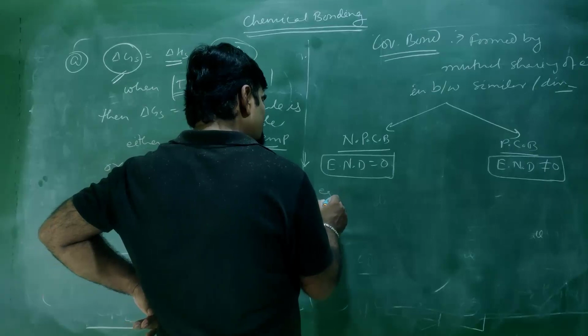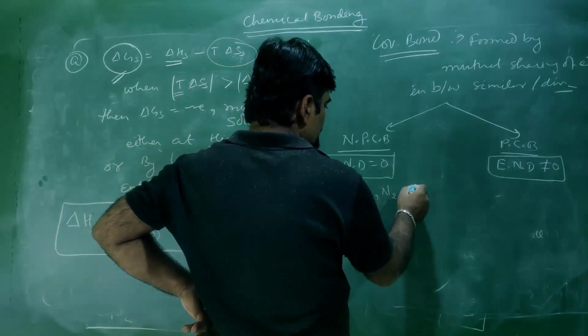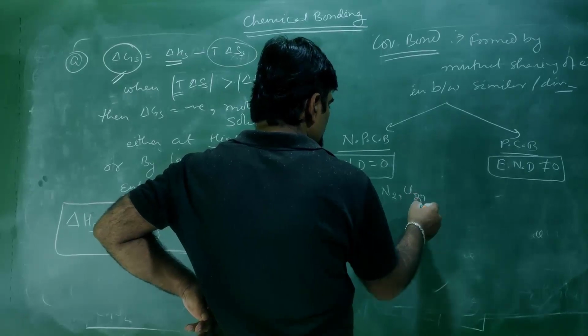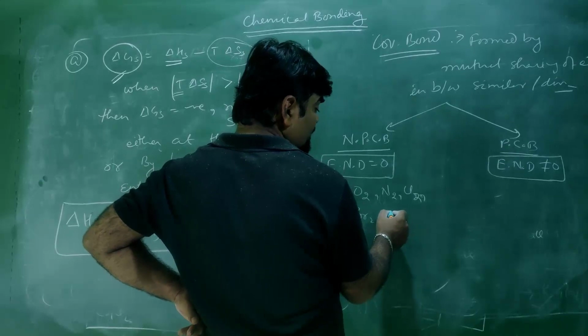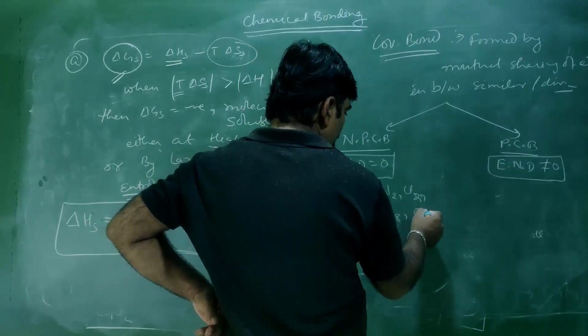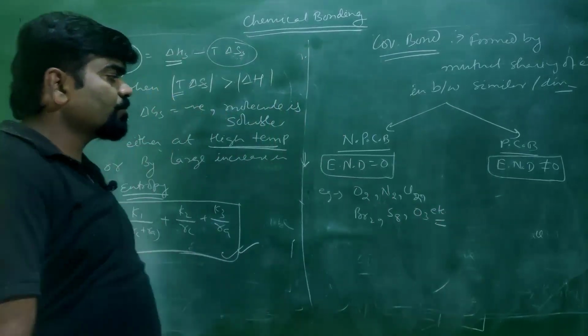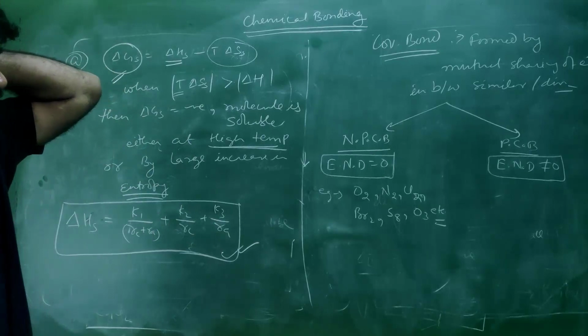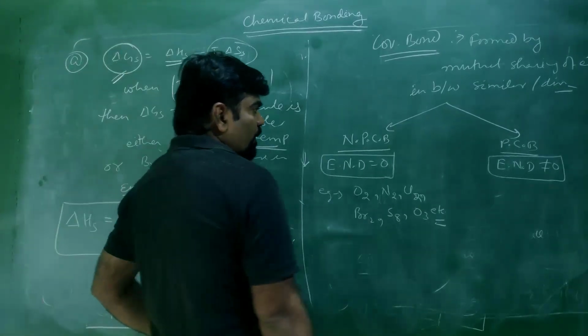For example, there is O2, N2, Cl2, Br2, S8, O3, etc. So, if the electronegativity difference between two or more atoms is equal to 0, then they will form a non-polar covalent bond.